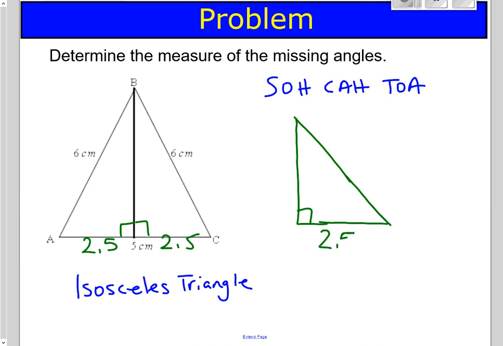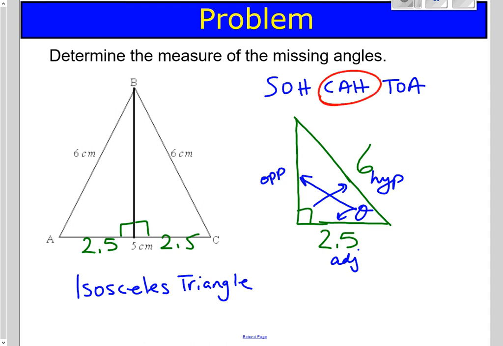I have 2.5 and I have 6 here. And so they want me to find my angles. I'm going to start, I'll find this angle down here. Now if I label my sides, this is my opposite, this is my adjacent, and this is my hypotenuse. So I want to use the trig ratio that has my adjacent and my hypotenuse in it. Adjacent and hypotenuse is going to be cos.